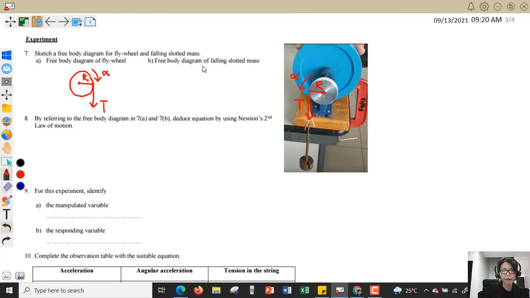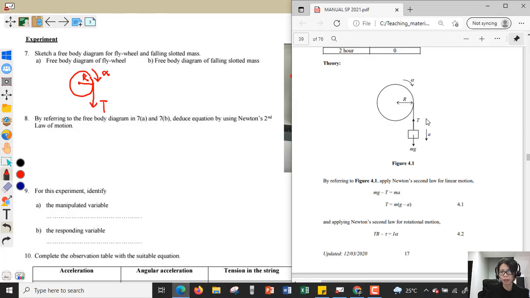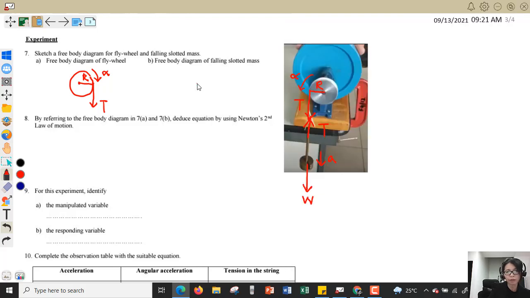Then the free body diagram for the falling slotted mass. The falling slotted mass has weight downwards. At the same time, it's attached to a tension upwards. So it's accelerating downwards. Refer to the free body diagram in the lab manual and redraw it. For the falling slotted mass, we have weight, tension, and the slotted mass is accelerating downward.